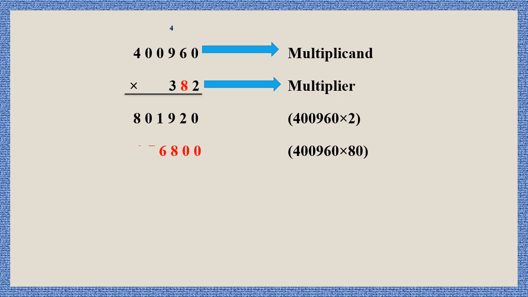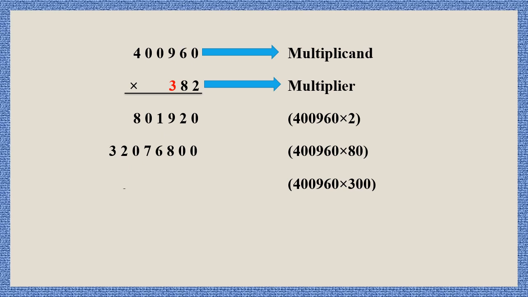8 times 0 is 0. Plus 7 makes it 7. 8 times 0 is 0. And 8 times 4 is 32. Now let's start multiplying 3 of the multiplier with all the numbers in the multiplicand. Since 3 is at the hundreds place, we will write 2 zeros like so, 1 at the unit place and 1 at the tens place.